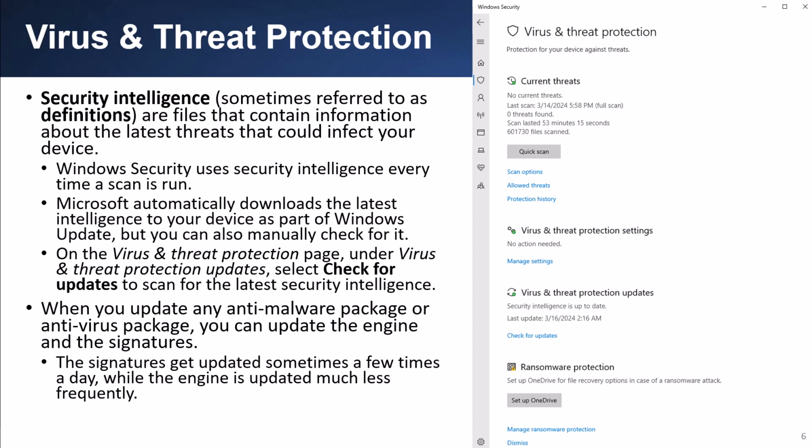Security intelligence, sometimes referred to as definitions, are files that contain information about the latest threats that can infect your device. Windows Security uses security intelligence every time a scan is run. Microsoft automatically downloads the latest intelligence to your device as part of Windows Update, but you can also manually check for it. On the Virus and Threat Protection page, under Virus and Threat Protection Updates, select Check for Updates to scan for the latest security intelligence. When you update any anti-malware or antivirus package, you can update the engine and the signatures. The signatures get updated sometimes a few times a day, while the engine is updated much less frequently.